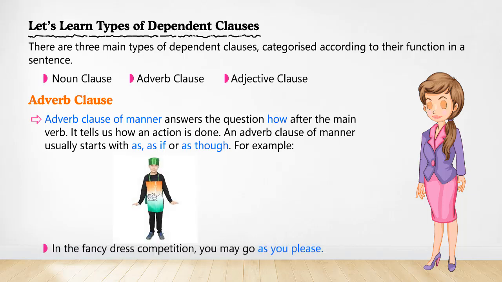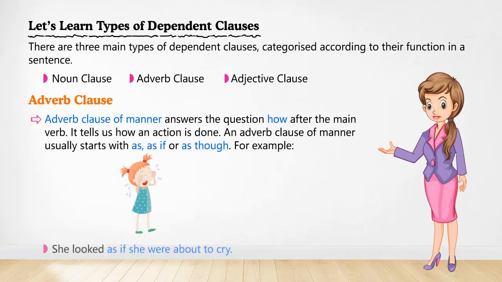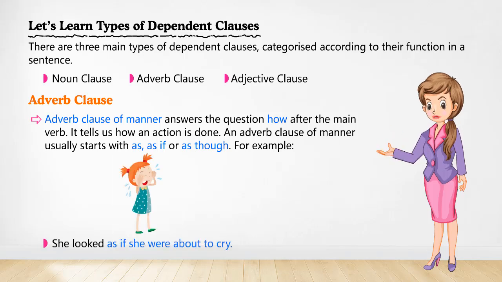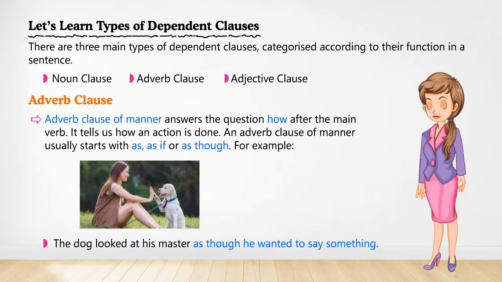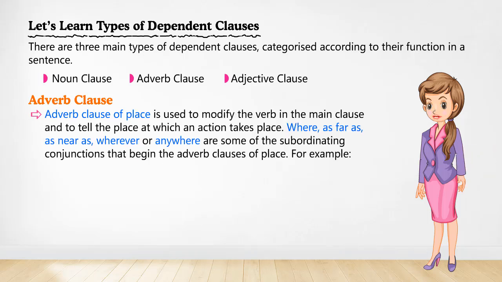For example, in the fancy dress competition, you may go as you please. She looked as if she were about to cry. The dog looked at his master as though he wanted to say something. Adverb clause of place is used to modify the verb in the main clause and to tell the place at which an action takes place.